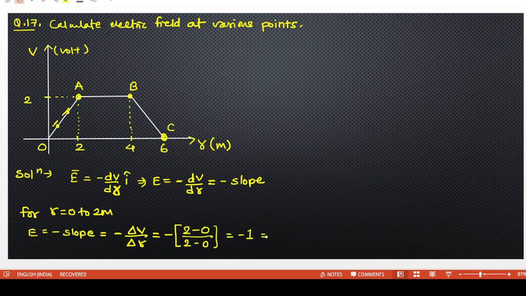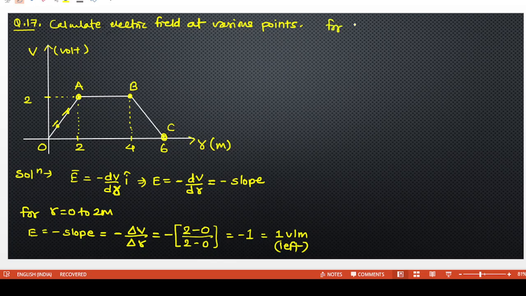What is the meaning of minus 1? 1 volt per meter, leftward. This electric field is 1 in magnitude, but it is leftward. That is the meaning of minus 1. So at any point between 0 to 2, your electric field will be 1 volt per meter. For all these points, electric field will be 1 volt per meter and leftward.